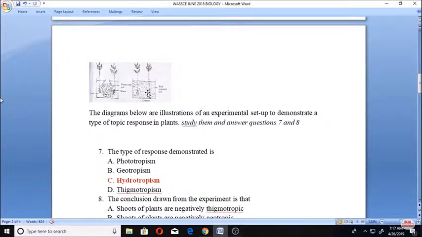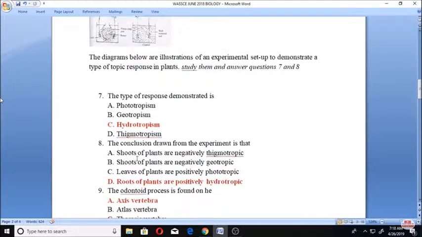Now, tropism is when a part of a plant moves in response to a directional stimulus. Hydrotropism, as shown in the diagram, is when roots of plants bend towards moisture, while stems and leaves show no response. You can see that these roots are bending towards moisture, whereas the leaves are just the way they are here. So this is hydrotropism.